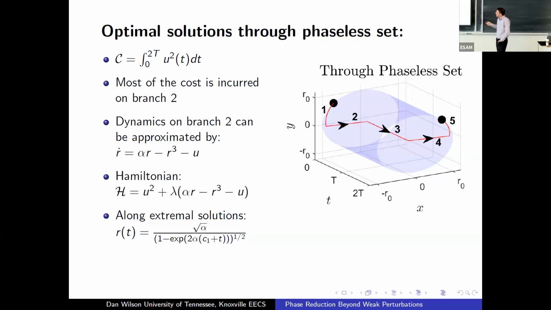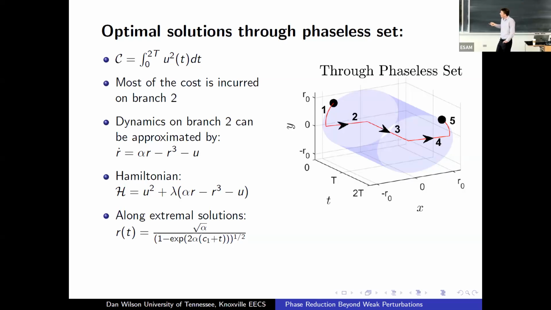So defining the cost as the square of the input that I apply. Thinking about this first archetype, where I have this solution go through the phaseless set, this desynchronized set, most of the cost is going to be incurred on branch 2. Again, I just wait for some amount of time to get to this point here. I have to drive my system to this phaseless set. Once I get to this unstable periodic orbit, even though it's unstable, it doesn't take much energy to keep it there. And then I let it go, which doesn't take much energy, and it goes to the correct phase. So most of the cost is incurred on this second branch.